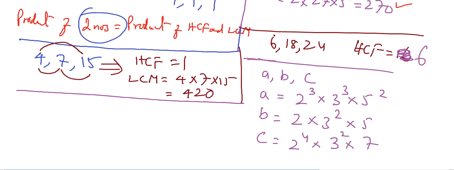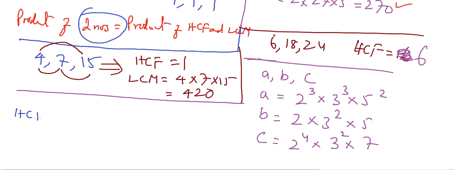What I'm saying is A, B and C are some numbers we don't know; after prime factorizing we get this: A is 2 cube into 3 cube into 5 square, B is 2 into 3 square into 5, and C is 2 power 4 into 3 square into 7. Now what's the HCF of A, B and C?